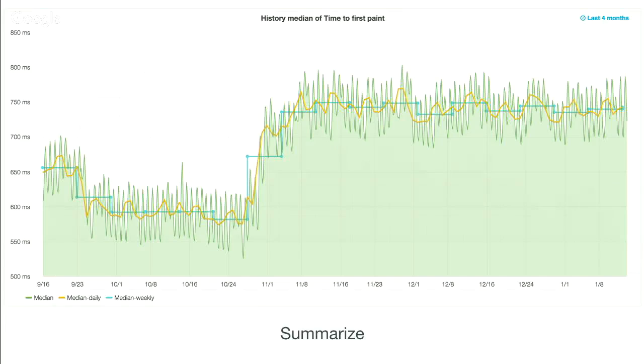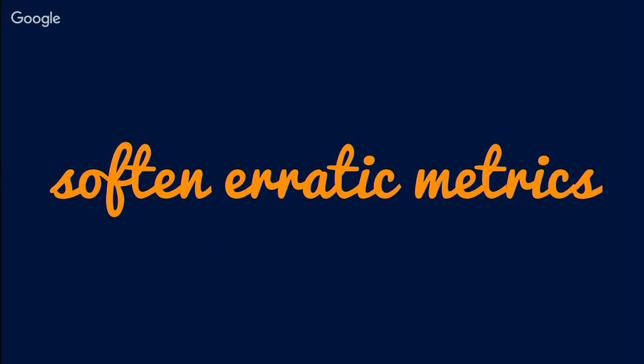Again, these functions are documented within Graphite and Grafana. You don't need to memorize these names. They're discoverable within the interface, so don't worry too much about memorizing those names. So again, soften the erratic metrics, but account for seasonality when you have to.